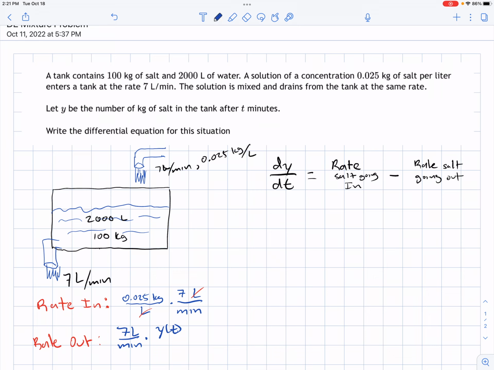Then that's going to be out of the total volume of the tank, right? Because again, we want to cancel the liters, and we need liters as the volume, and that is 2,000 liters in the tank.